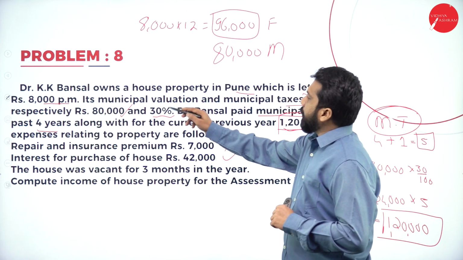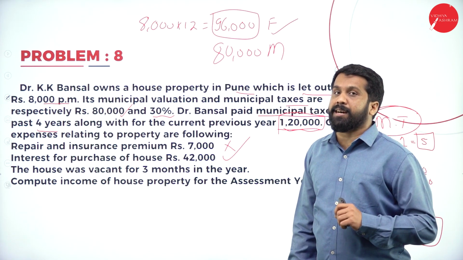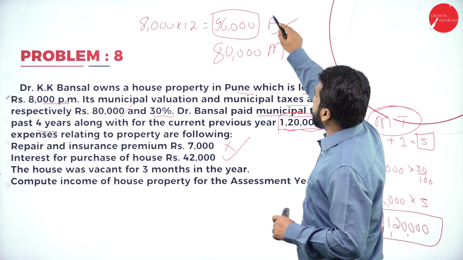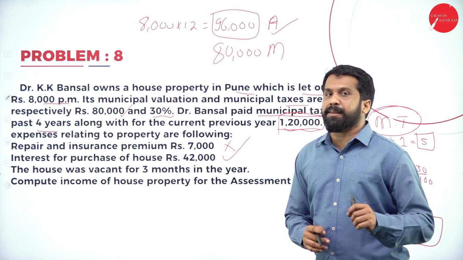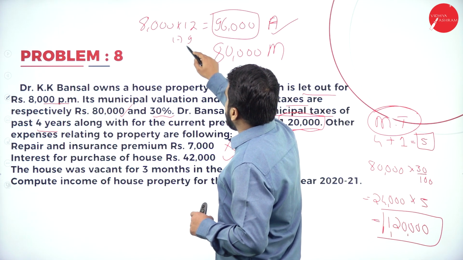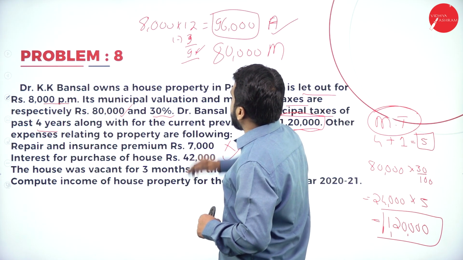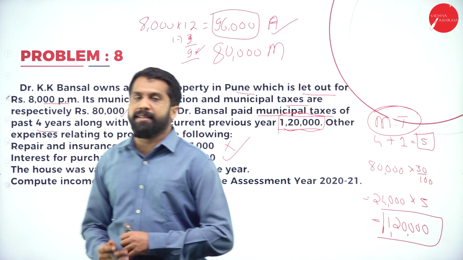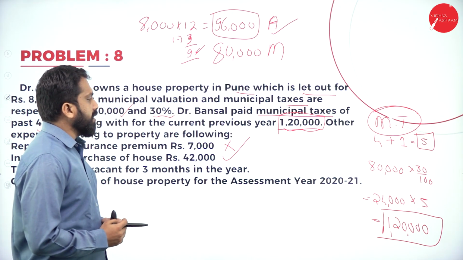Now, 8,000 per month means you are supposed to collect 96,000. This is not fair rent, this is the actual rent. Now, 96,000 you are supposed to collect, but 3 months vacant means minus 3, you have collected only for 9 months. So, the rent has to be calculated for 9 months. Clear? Yes. We'll go for the answer.